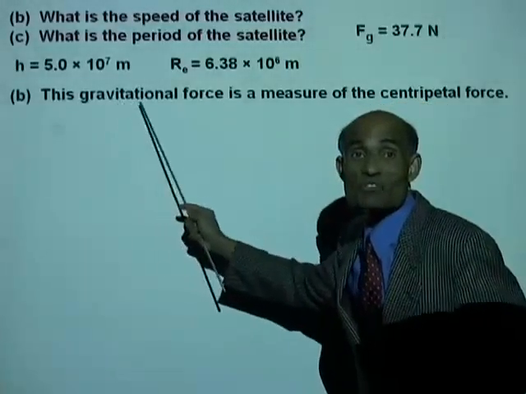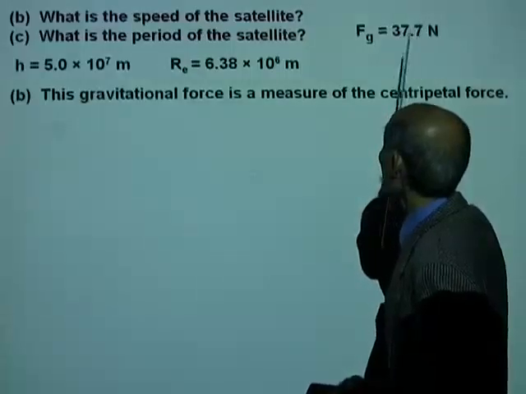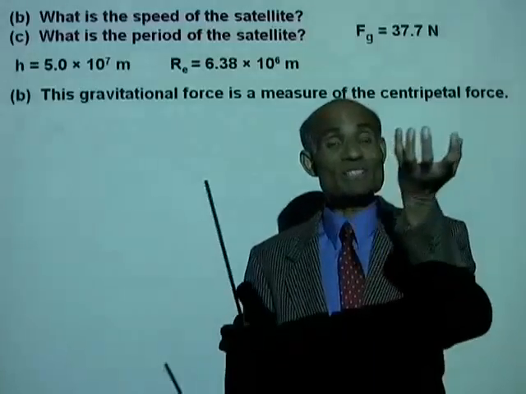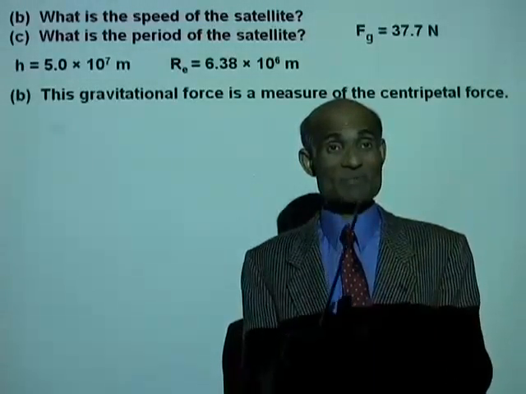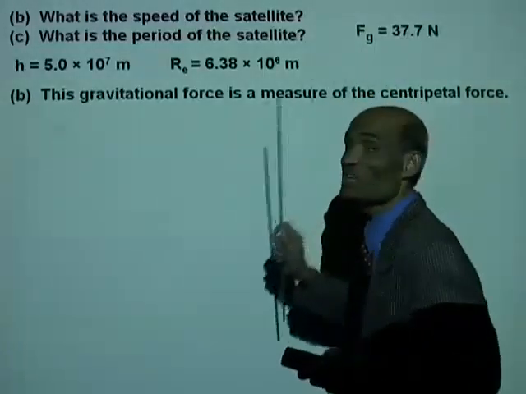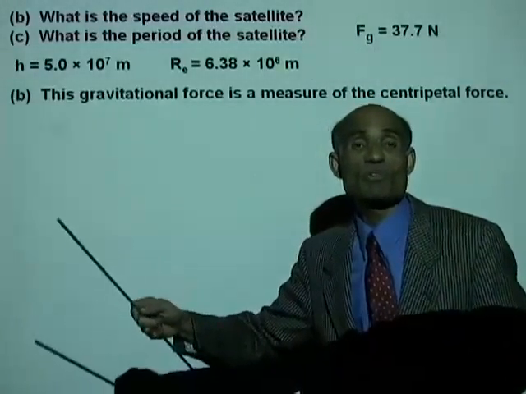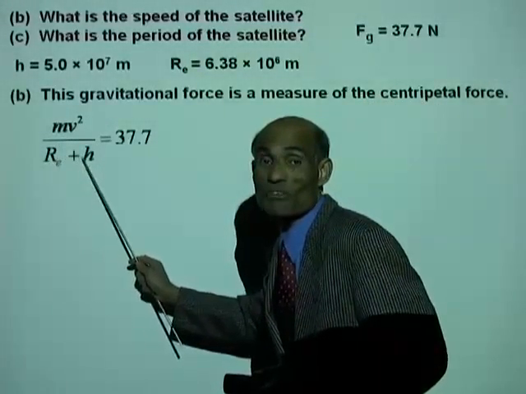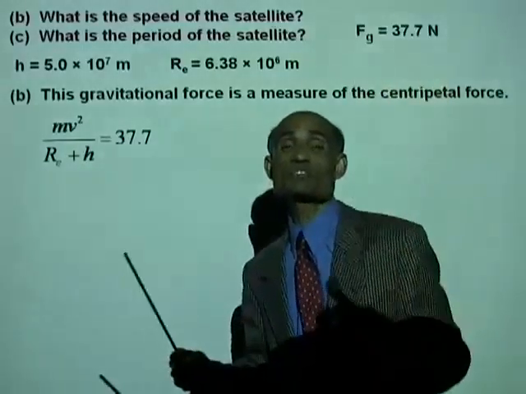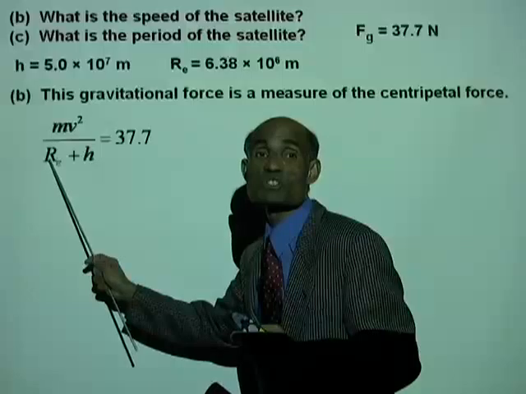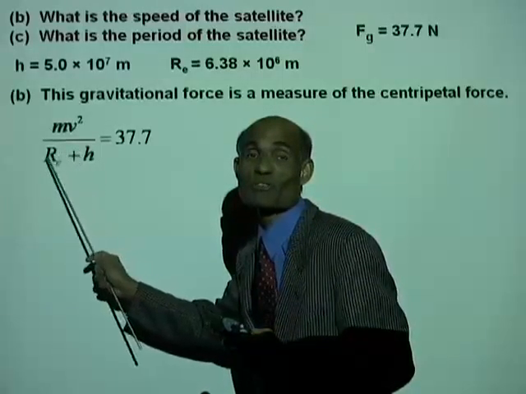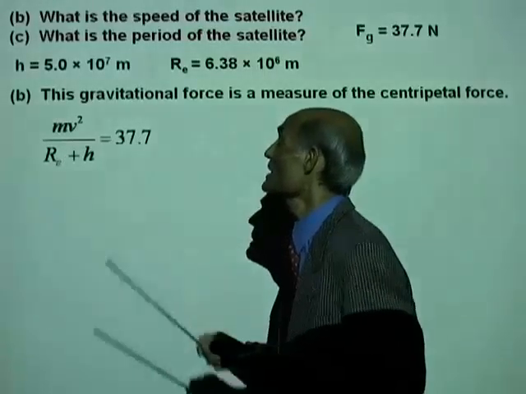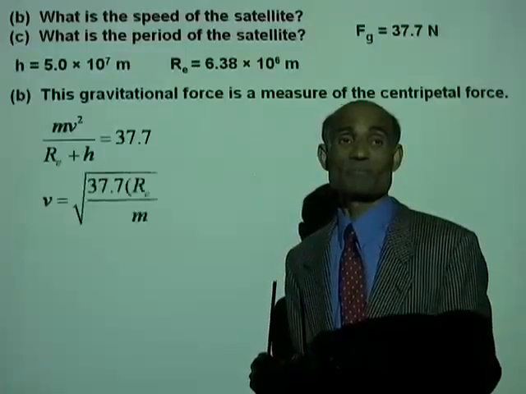Now, the gravitational force which we calculated, 37.7 Newton, is a measure of the centripetal force on the satellite, isn't it? Yes, we have used that several times. That means this quantity equals m v squared over r. So m v squared over R E plus h. It is at a height h above the surface, so the distance of the satellite from the center of the Earth is R E plus h. m v squared over R E plus h is 37.7.